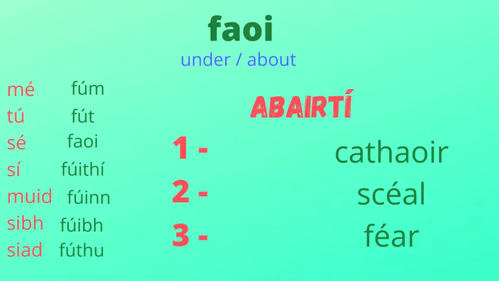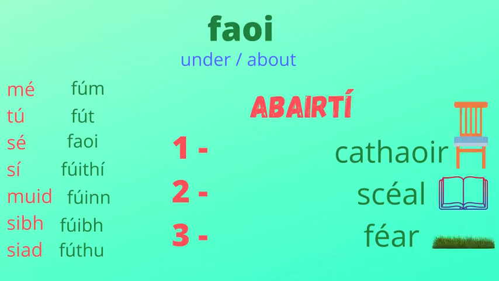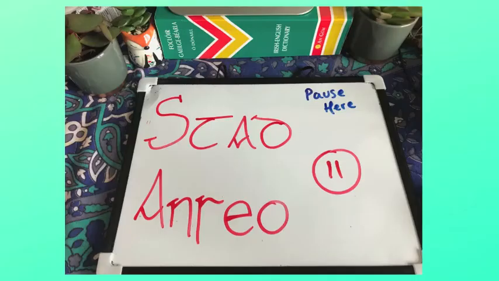So if we put them into our abairtí, our sentences, I would like you to use the words cathaoir, scéal, and féar. Cathaoir is chair, scéal is story, and féar is grass. So try and use those in your sentences using Faoi. Pause here to complete the sentences, or you can play on to see my abairtí.